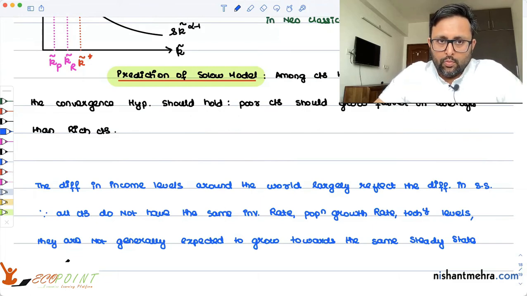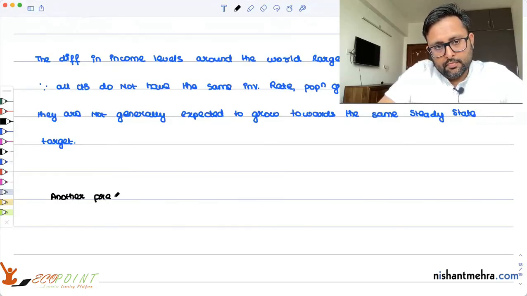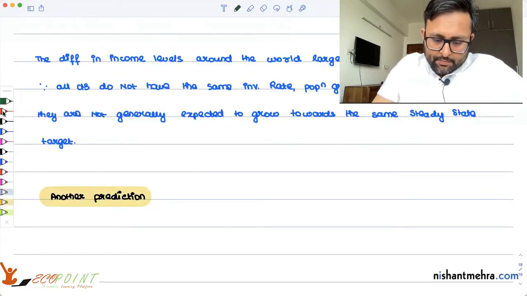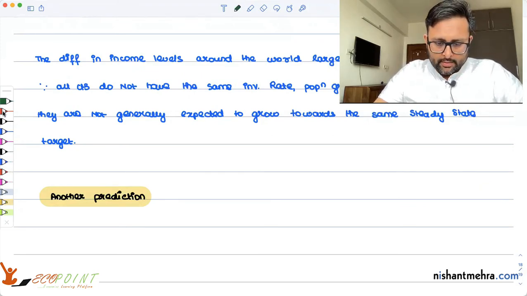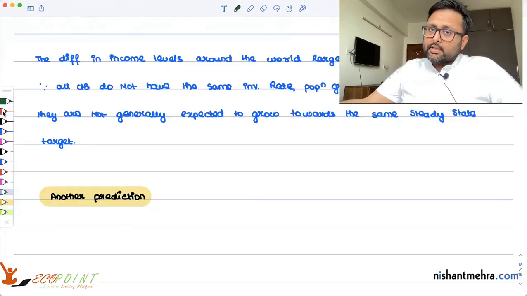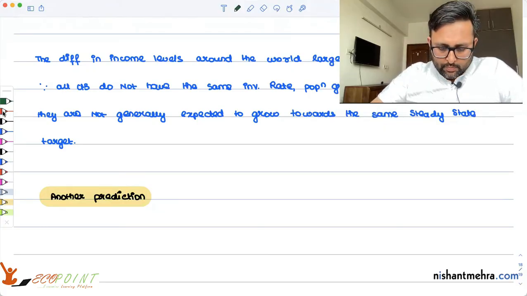Acha, this is one prediction of the Solow model. Another prediction is what? If the economy is far below the steady state level, the higher is going to be the growth rate of that economy, right? The faster the economy is going to grow. While the further the economy is above the steady state level, the slower the economy should grow, right? That is also one thing.